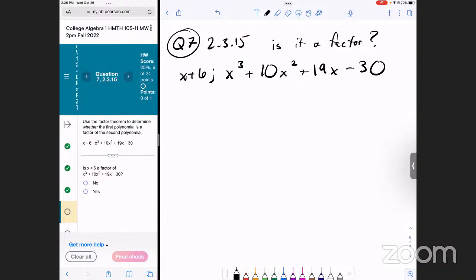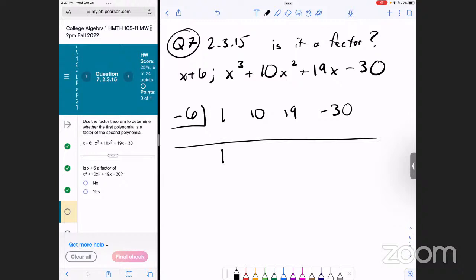So first thing is, because we're dividing by a linear binomial, we can do synthetic division. Negative 6 needs to go into the chair, the 0 of the linear binomial, right? Because we have a degree 3 polynomial, we need 4 terms, 1, 2, 3, 4. So we don't need any placeholders. So then we need our coefficients of 1, 10, 19, and negative 30. The 1 comes down, negative 6, 4, negative 24, negative 5, 30, and 0.